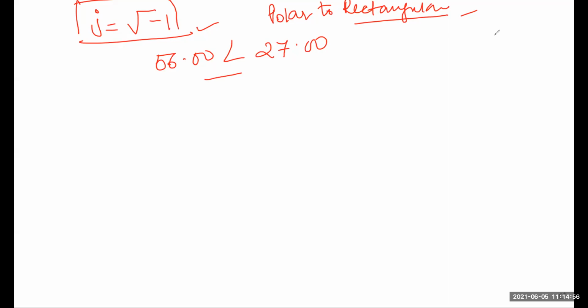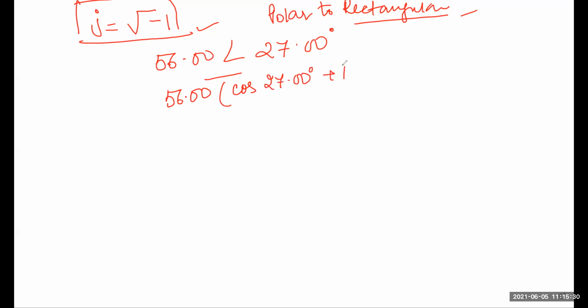How can you do it? We can do it either in degrees or in radian, both we can do. Let me first tell you in degree, then we will do in radian. So this is 56.00 angle 27.00 degree. Clear? So what can I write from here? Tell me the answer or the method. These things are very basic, and these things now I have to tell you.